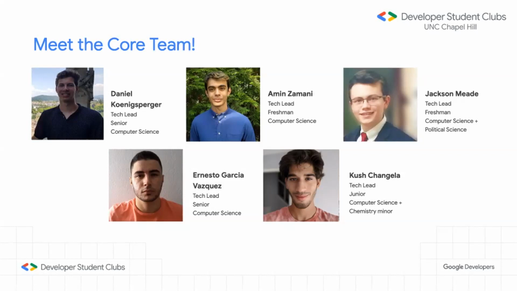Pretty great. All right. Oh, is Kush here? Yeah, I'm here. Okay, cool. So my name's Kush Shingela. I'm going to be a tech lead here, probably specializing in Flutter, which is a mobile app framework. And I'm a junior at UNC as a comp sci major, chemistry minor, and hopefully business minor. And a fun fact about me is I have a twin brother who's also in this call.